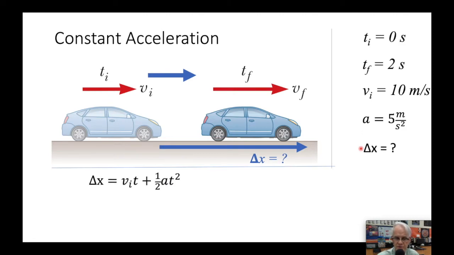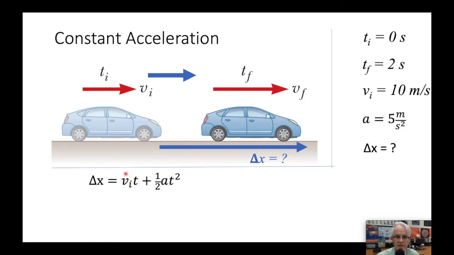Here's that equation. We'll call this our how far equation for constant acceleration. The displacement is the initial velocity times time plus 1/2 acceleration times time squared. Let's double check that we have everything that we're looking for. Well, we're looking for the displacement. This equation is solved for the displacement.